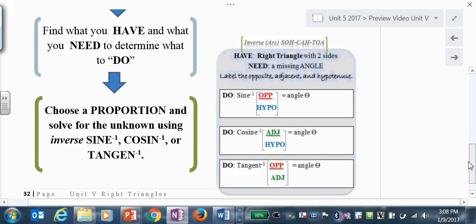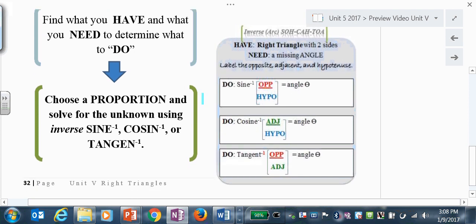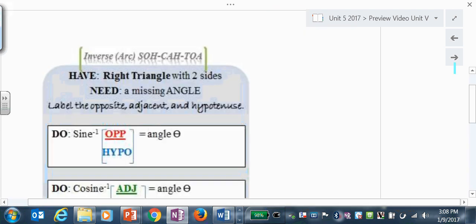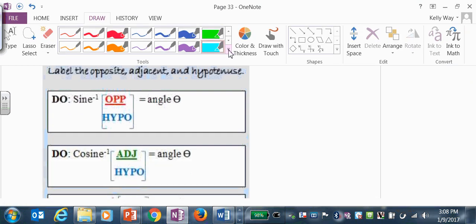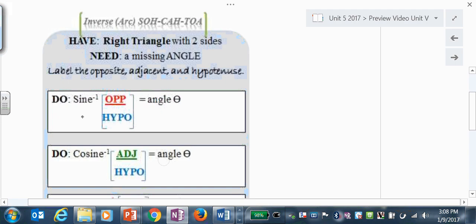You're still going to do have, need, do, but this time we're going to use, on the right-hand side of your reference booklet, this side called inverse SOH CAH TOA. It's actually very easy. Let me show you the comparison. I'd like you to write these next to each other so you can see them.